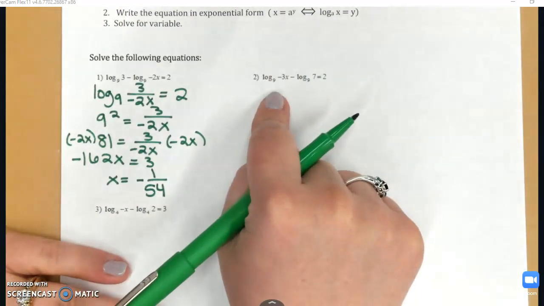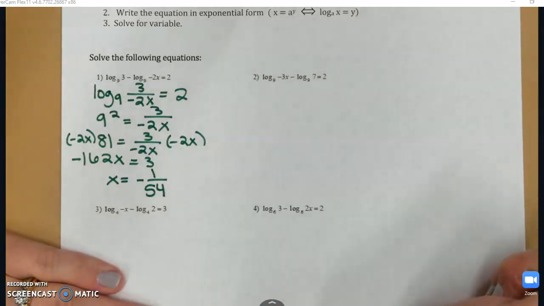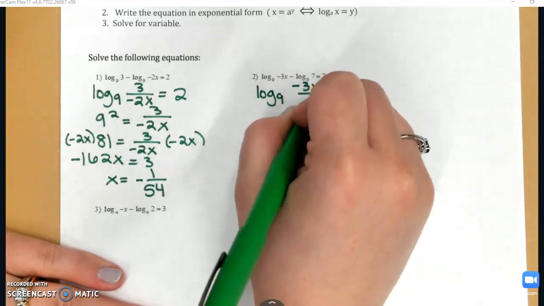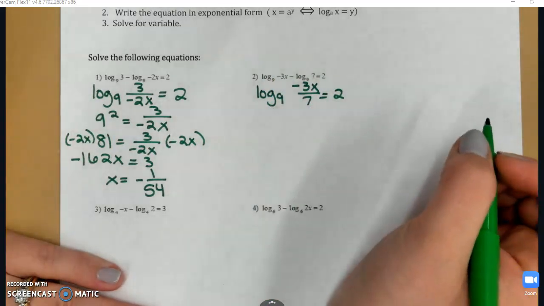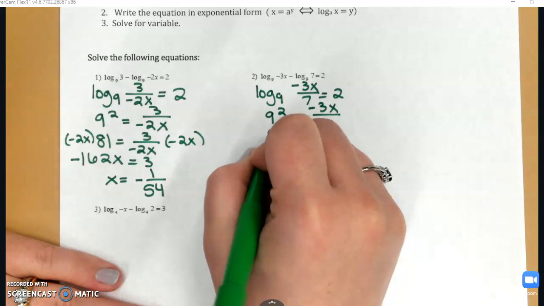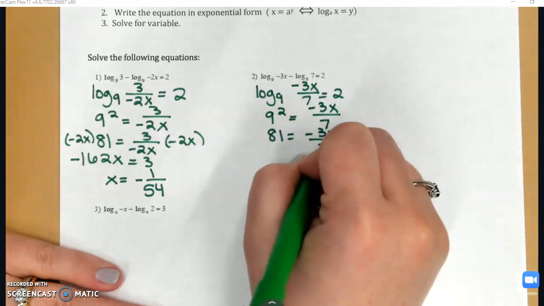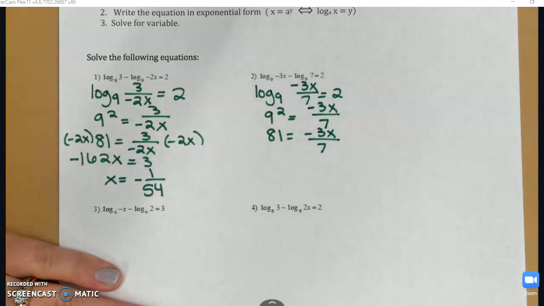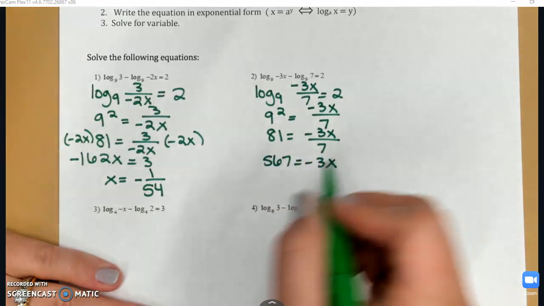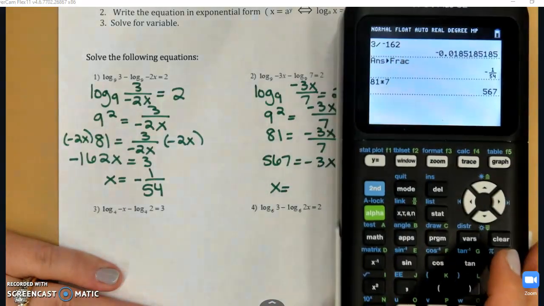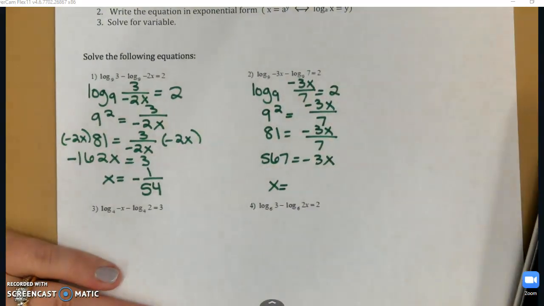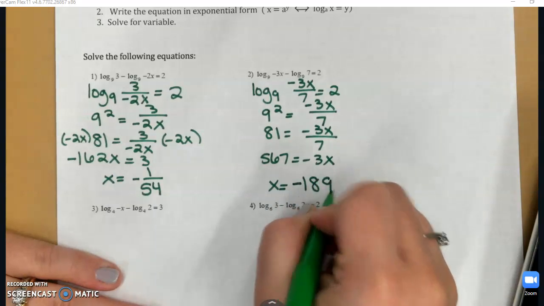Number 2. Again, I have subtraction, which tells me to use my division property. So log base 9 of negative 3x over 7 equals 2. Writing that as an exponential, again, I have 9 squared, which is still 81. In this case, I have to multiply by 7. And then I'm going to divide by negative 3, and in my calculator, I'm going to have it tell me what that is as a fraction. And it is a whole number, no fraction needed, negative 189.